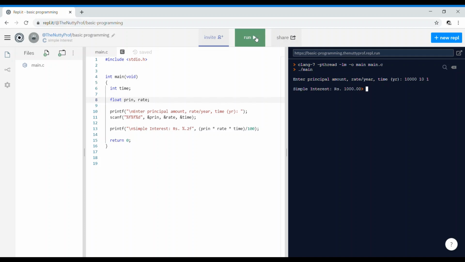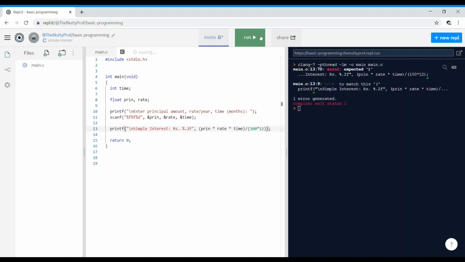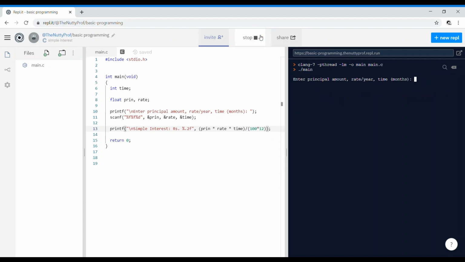Another thing, if the time is entered in months, you can put a bracket here and multiply it with 12. If the time is in months, let's run it once again. Yeah, now it works. Enter principal amount, rate and time. So the principal amount, let's say it is 10,000 and rate is 10. Let's say time in months, earlier it was 1 year, I'll put it as 12 months.